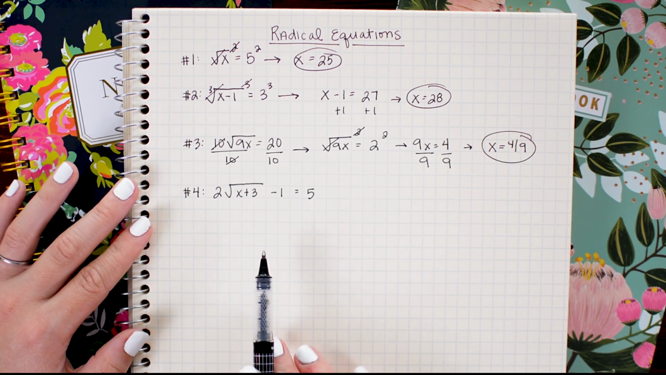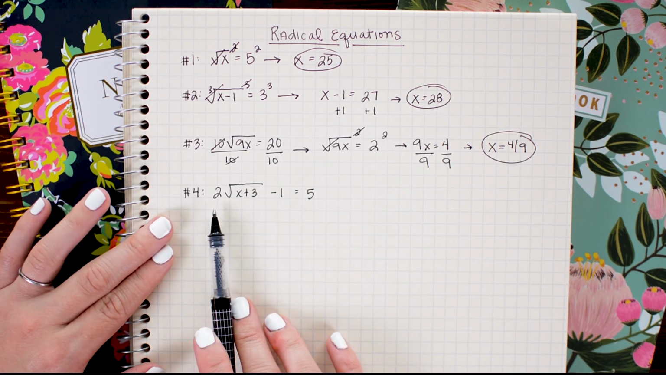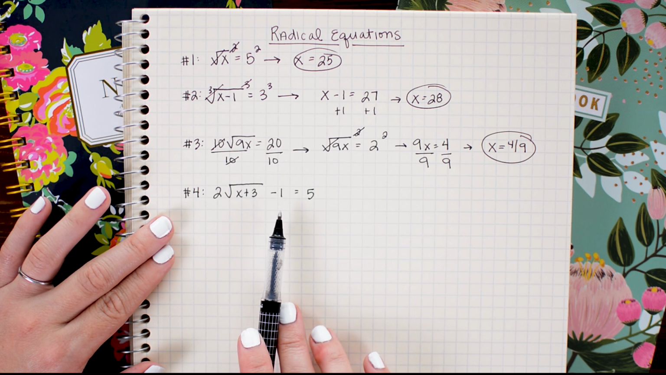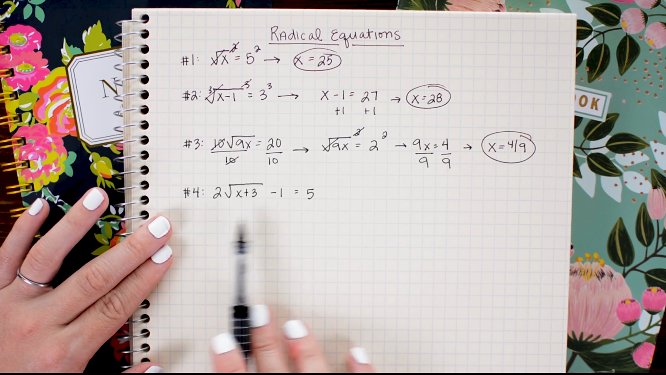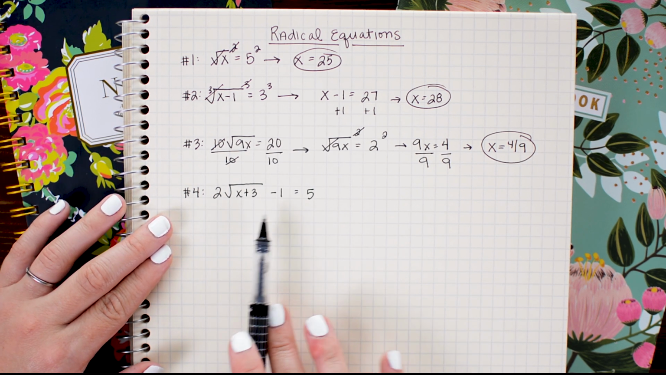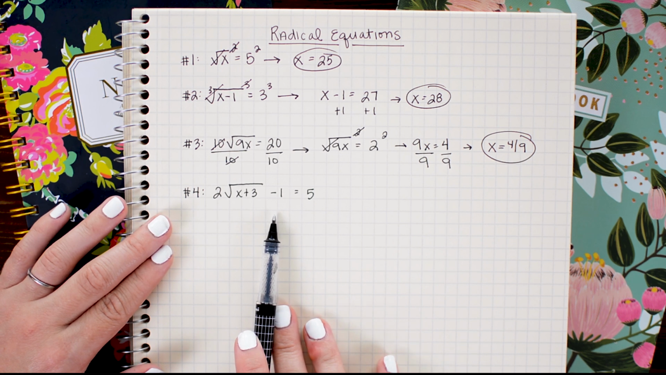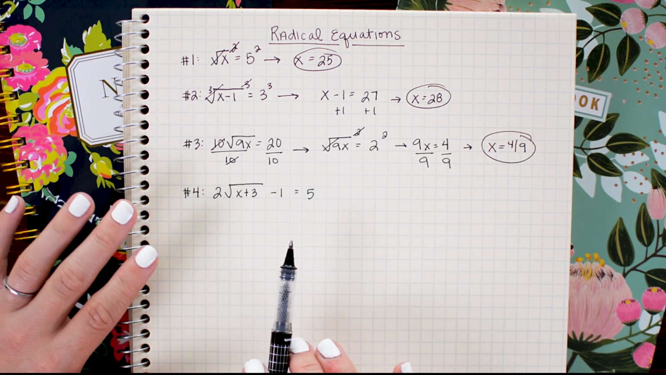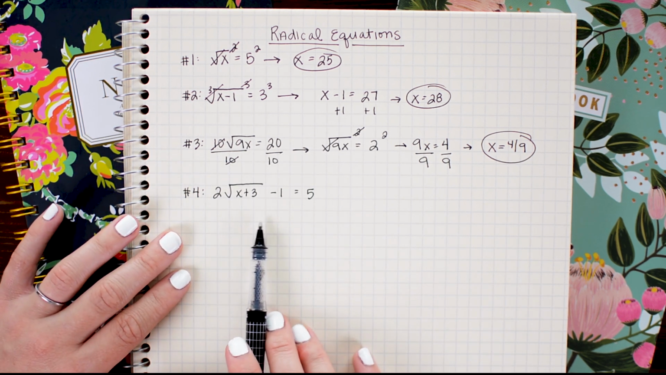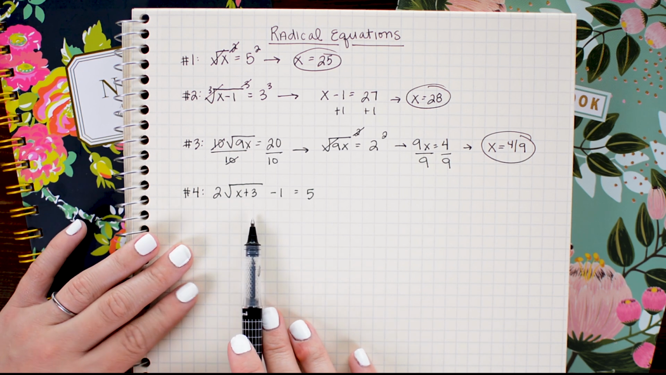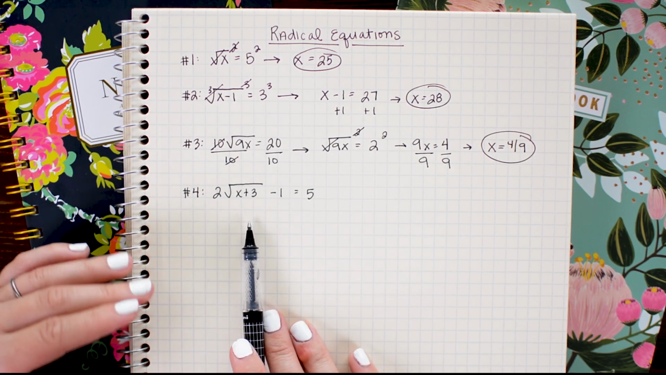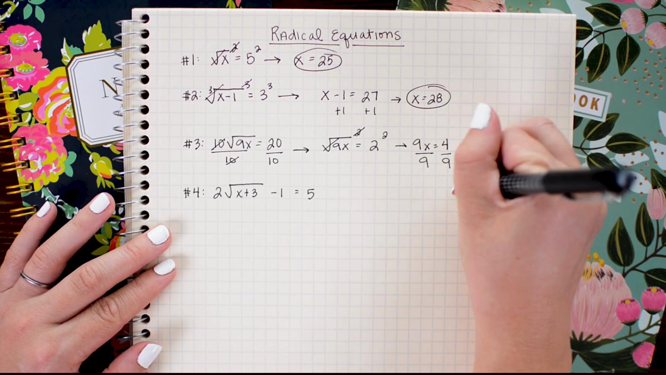Now on this problem, I have both a multiplier and a number being subtracted on the outside of this radical. So I want to take care of those first. And if you get a little confused at where you should start in these type of problems, remember that solving is always just PEMDAS, or the order of operations, backwards.